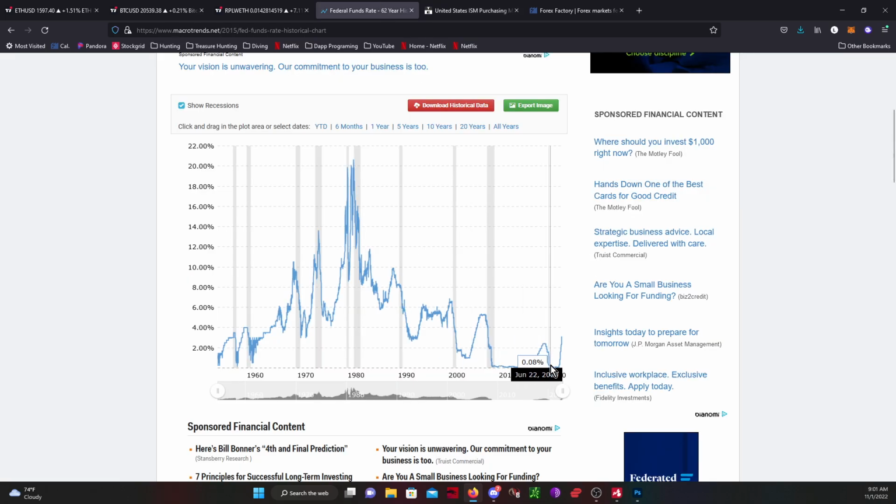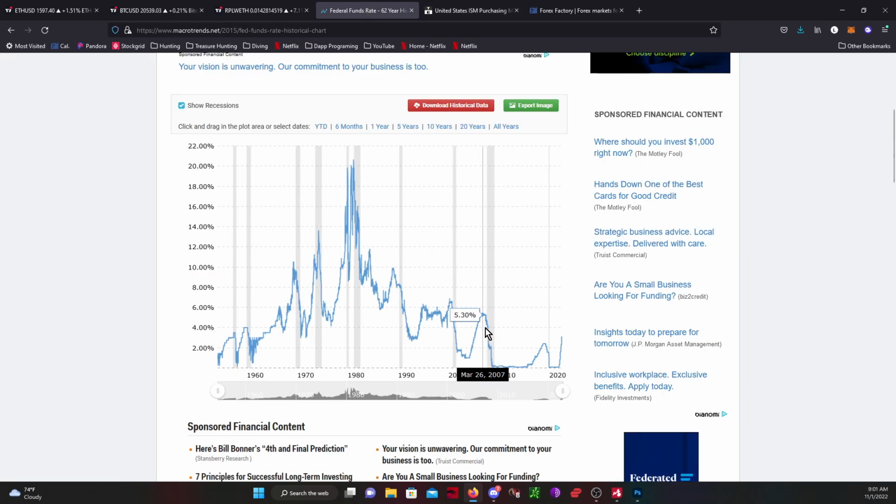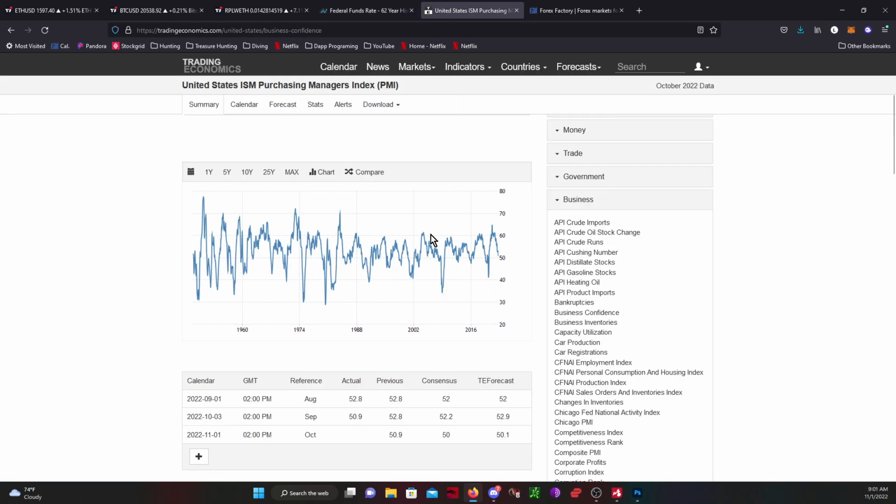The Fed pivoted. Okay, so let's go back a little further. We're going to go back to the 2008 financial crisis. That would be here. ISM falls below 50, Fed pivots. So now let's go back a little further, to the early 2000s. It'll be right here. So you can see ISM below 50.